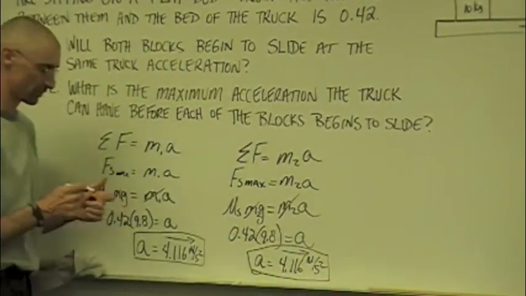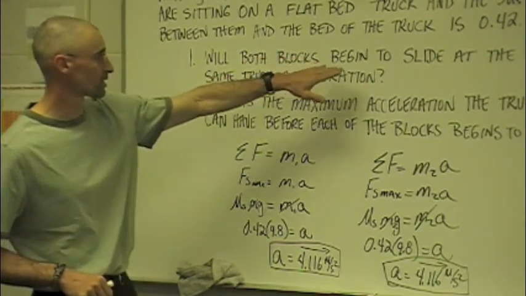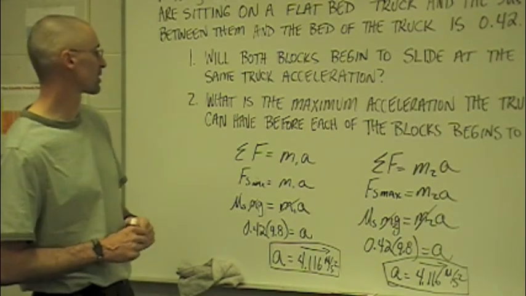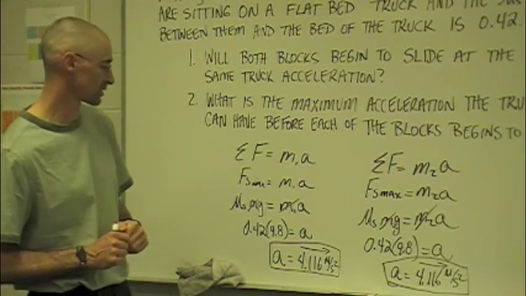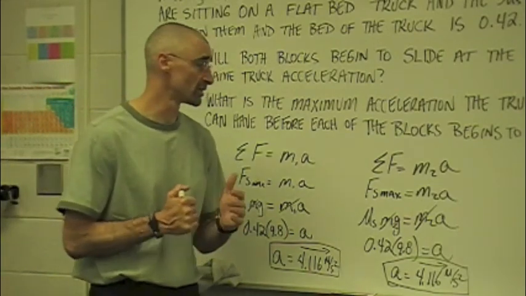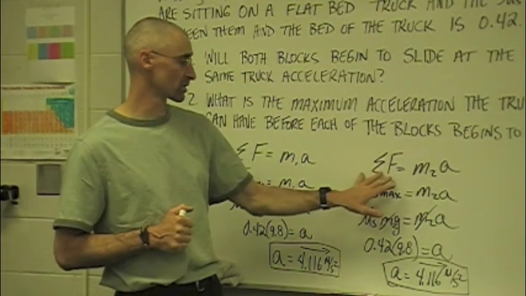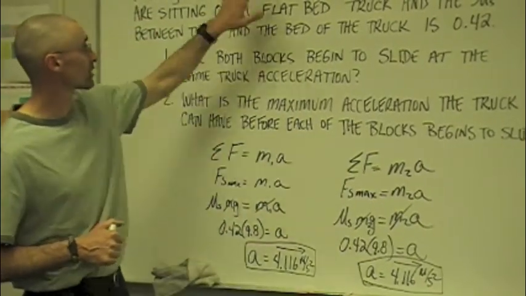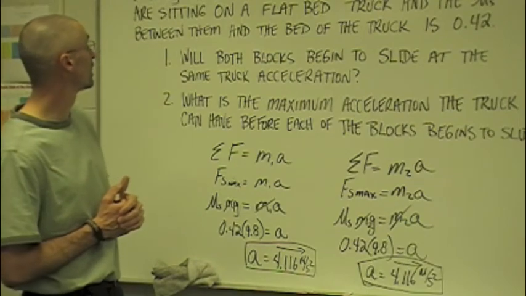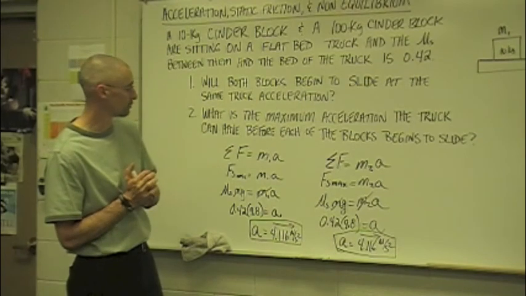So guys, when it boils down to it, the answer to question number one, will both blocks begin to slide at the same truck acceleration? The answer is yes. And what is the maximum acceleration the truck can have before each of the blocks begins to slide? It's 4.116 meters per second squared. So that ties in the concept of non-equilibrium, because whenever we have non-equilibrium, the sum of forces is equal to ma. It ties in friction, because friction is the component that supplies the force for acceleration. And then acceleration, tying into Newton's second law, putting that all together.